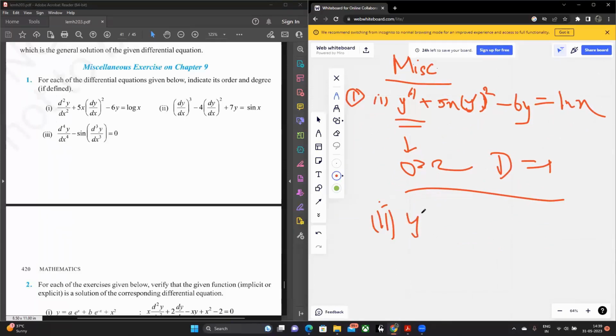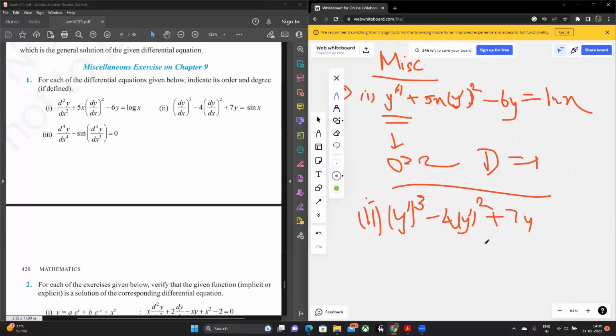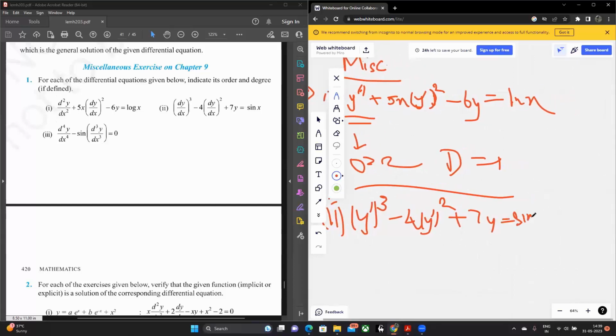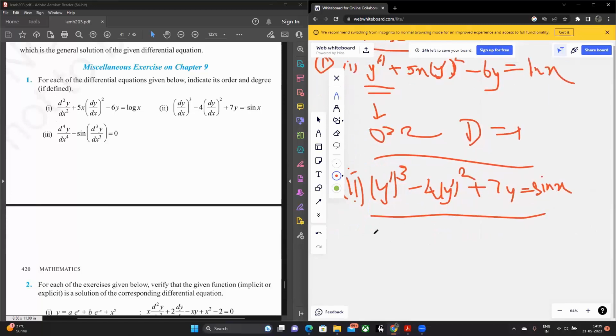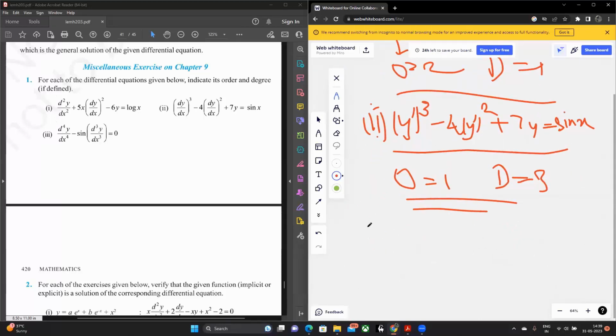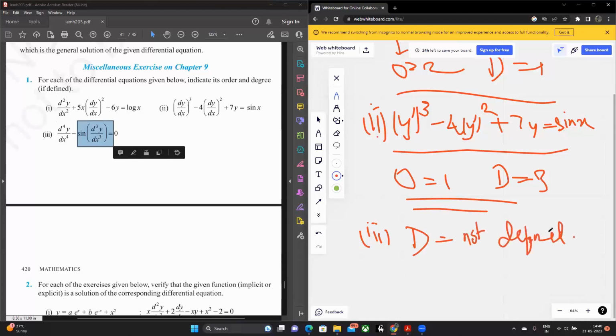It says y dash cubed minus 4 y dash squared plus 7y equals sin x. There's no sign of a differential term inside a sine. This is polynomial in nature, and so your order is 1, your degree is 3. Third equation, you can see that there's a sine of a differential term. So this is non-polynomial in nature, so the degree is not defined.